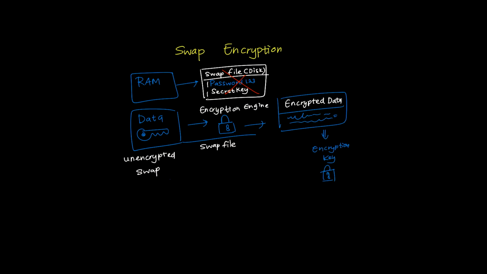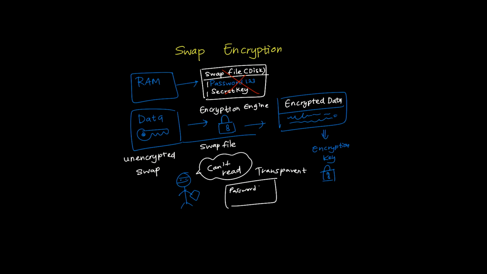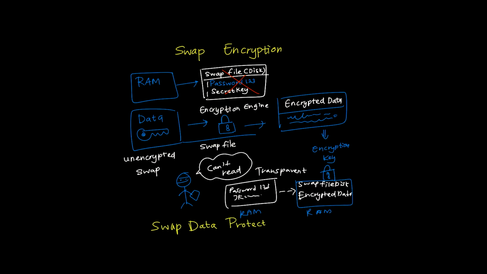Even if someone steals your hard drive or analyzes swap files with forensic tools, they see only encrypted gibberish. The decryption happens transparently when pages are loaded back to RAM. This closes a critical security hole that many systems overlook.